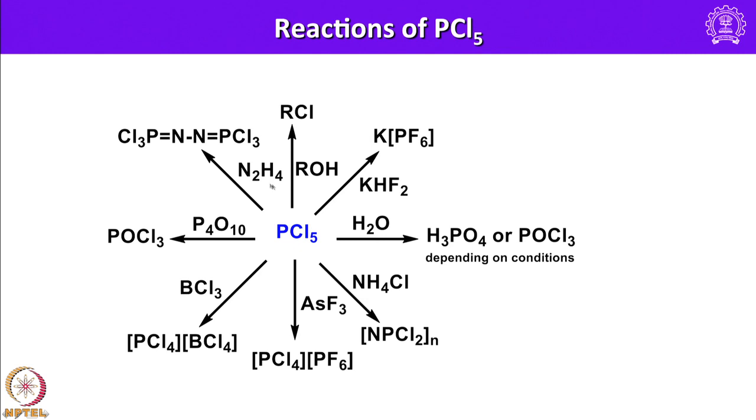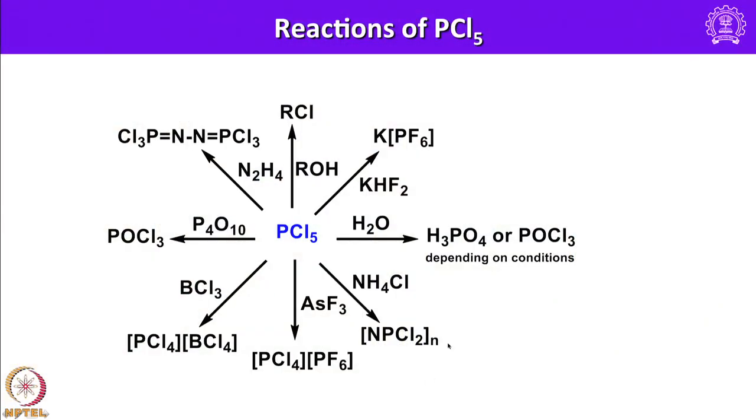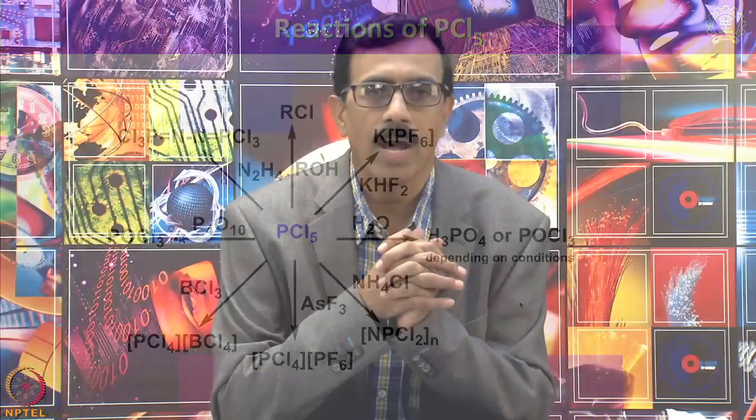PCl5 reacts with hydrazine to form bisphosphinamine. Here I have shown. And similarly, when PCl5 is reacted with ammonium chloride in chlorinated solvents such as symmetric tetrachloroethane, leads to the formation of phosphazenes with n equals 3, 4 up to 8, with trimeric and tetrameric cyclophosphazenes being major products. So, let us look into some aspects concerned around POCl3.